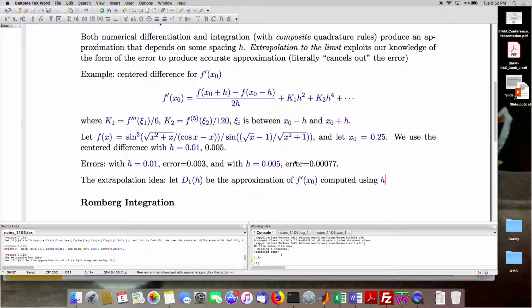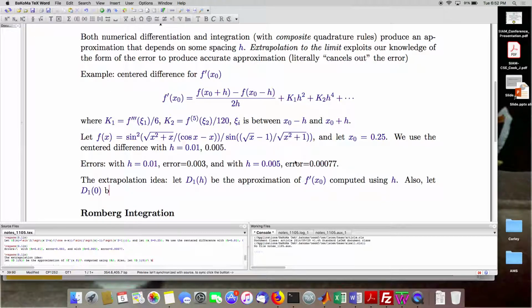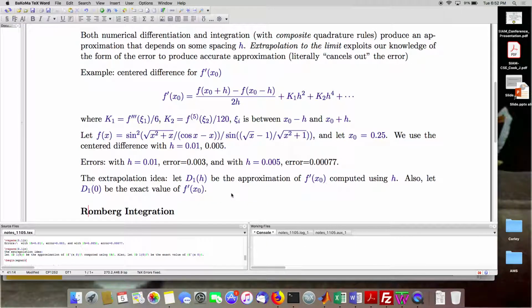So I'm going to write out what the error would be. Well, first, more notation. Also, I'm going to let d1 of 0 be the exact value. Now, we can't use a spacing of h of 0, because we'd be dividing by 0. But what is a derivative? A derivative would be the limit of this as h goes to 0. So we're going to use this to refer to the exact value.